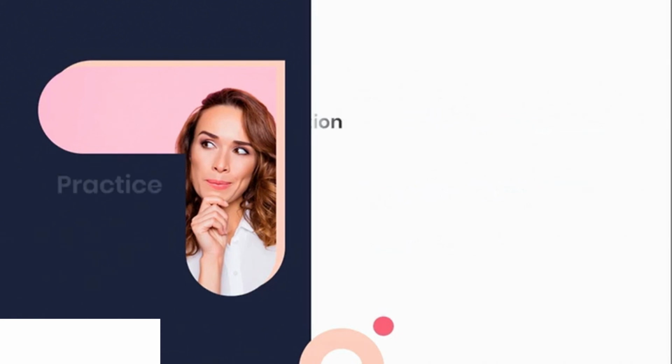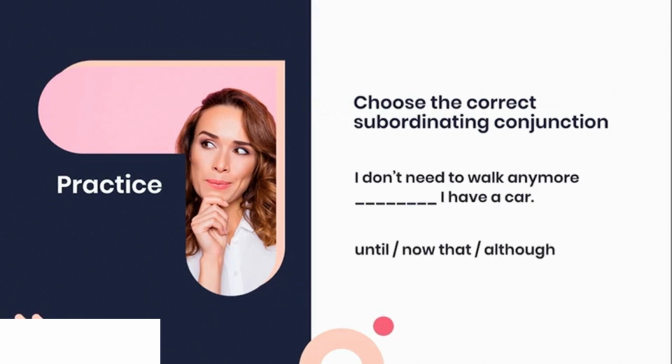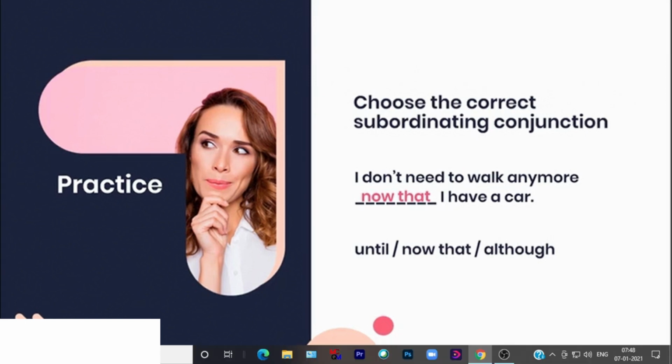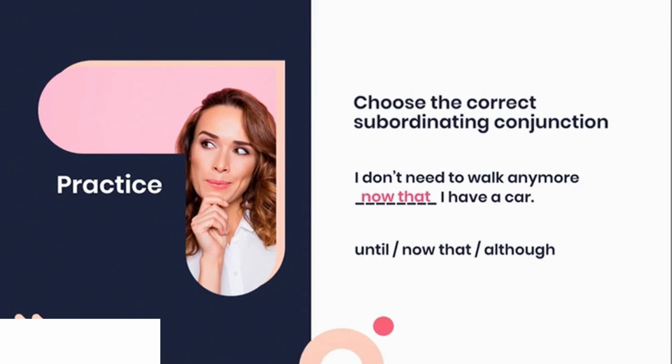Okay, last one. Choose the correct subordinating conjunction for this sentence. Take a few seconds to have a read. The correct subordinating conjunction is now that. I don't need to walk anymore now that I have a car. Before I had the car, I had to walk. Now I don't need to walk anymore because I have the car now. The use of the word now that is correct here.